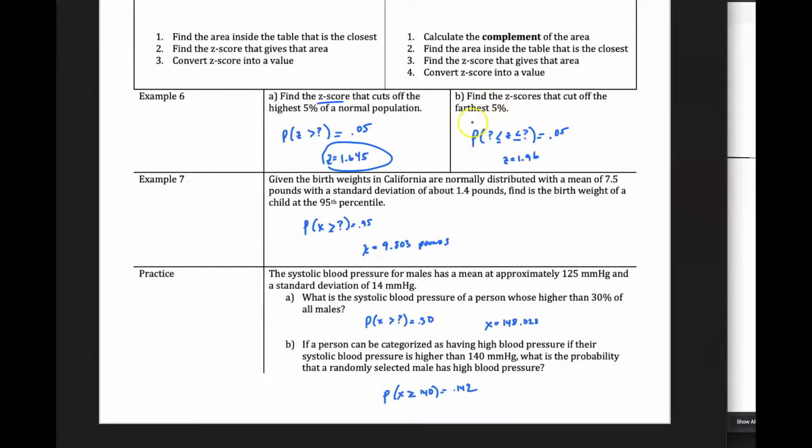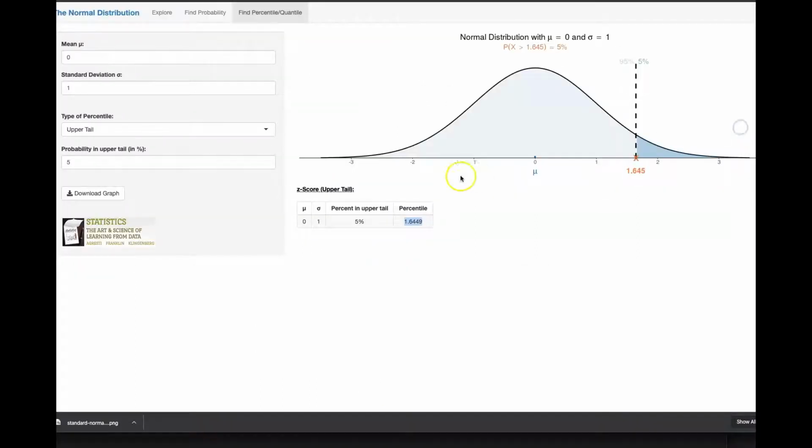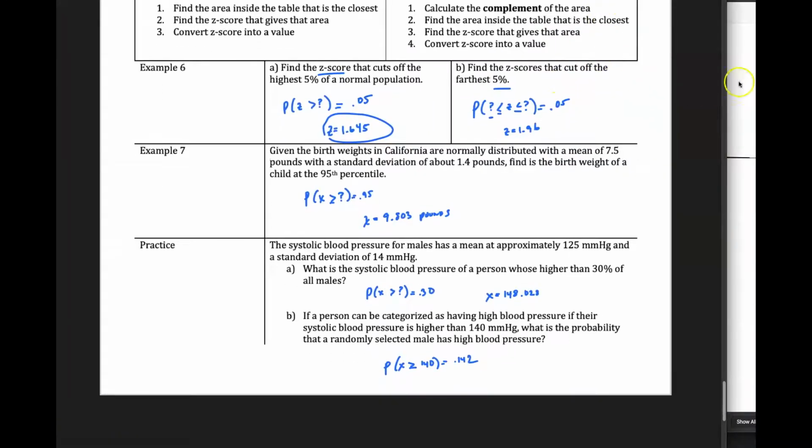Find the Z-scores that cut off the farthest 5%. So that's two values, to the left and to the right. If you're going to use two-tail, there it is right there. If you put 95% inside, then you have the 5% outside. So the cutoffs are 1.96 and negative 1.96. That leaves 2.5% on each side, because it's 95% on the inside and 5% on the outside, and that's what we were looking for, the outside 5%.